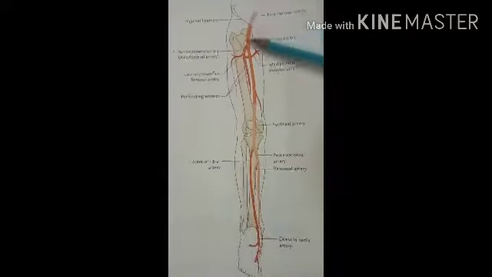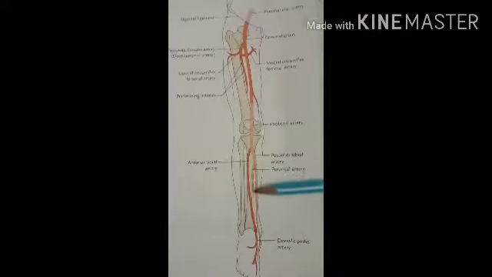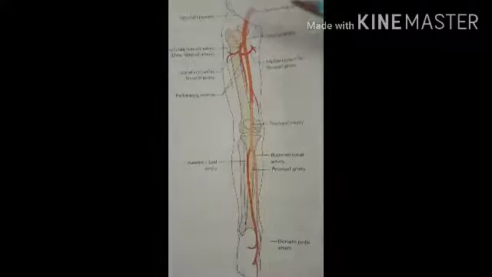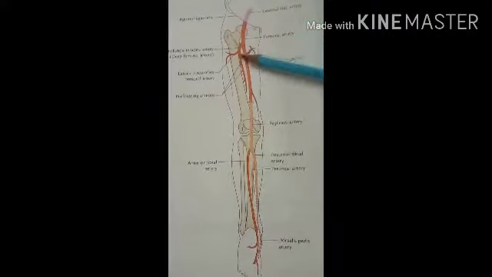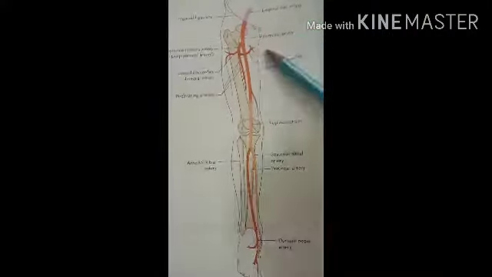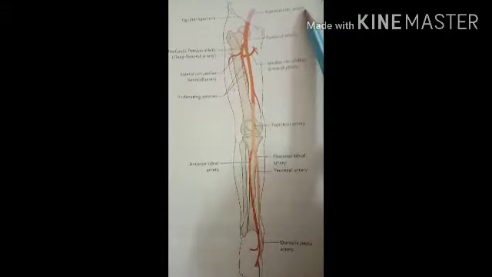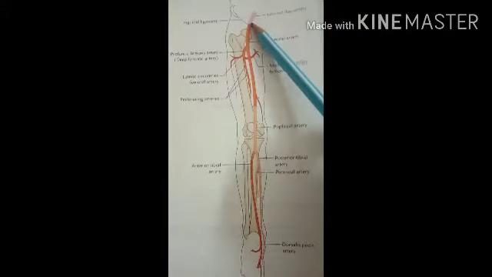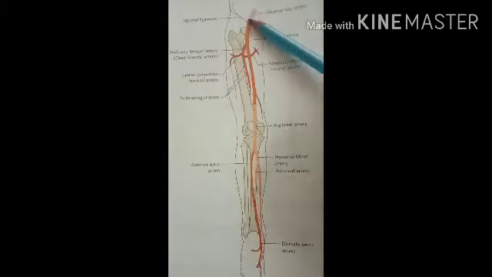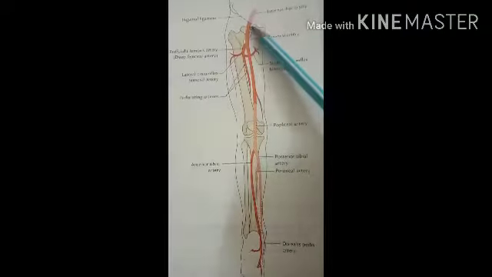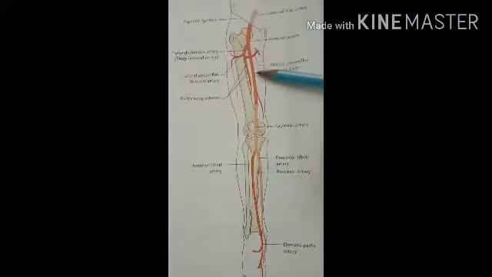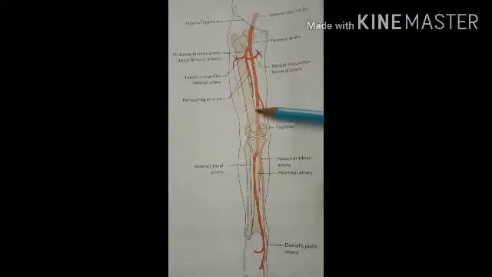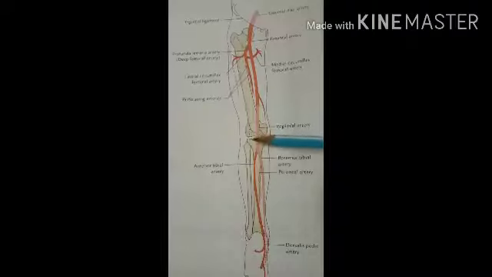Here in this diagram you can see the arterial supply of the lower limb. This is the first artery which enters into the thigh, that is the femoral artery. It is the branch of the external iliac artery. At the midpoint of the inguinal ligament it enters into the thigh, so the artery is called the femoral artery. Then the femoral artery goes downwards and then posteriorly and enters into the popliteal fossa.